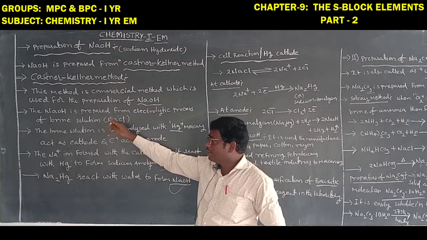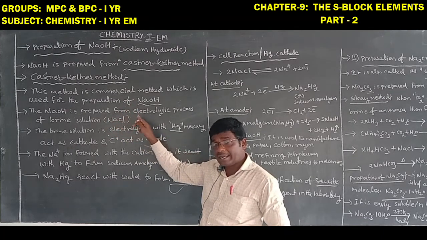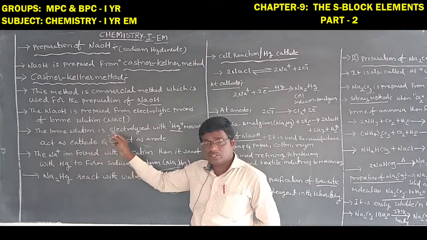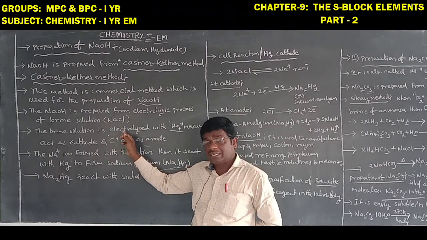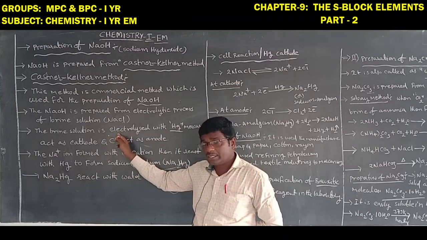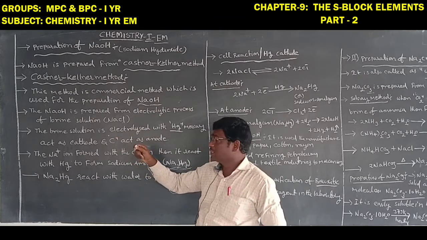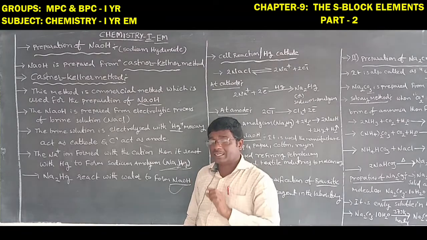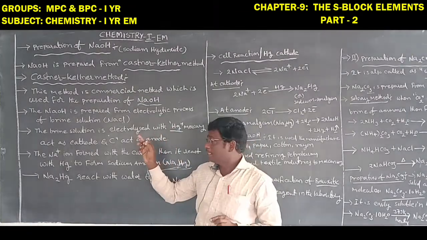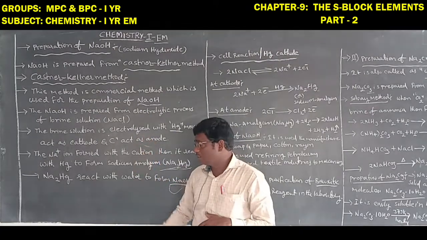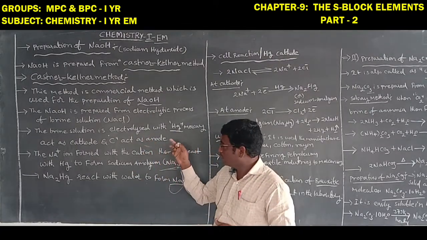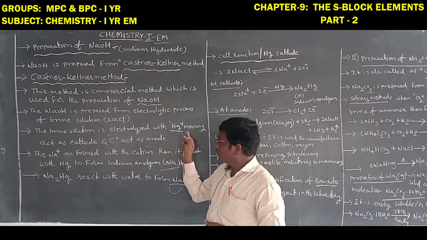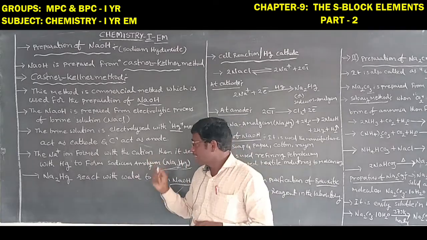Next, sodium hydroxide is prepared by the electrolytic process from the brine solution. Brine solution is also called rock salt or common salt solution. Sodium chloride solution is also known as brine solution. The brine solution is electrolyzed with mercury. In the electrolysis process, mercury acts as the cathode and carbon acts as the anode.